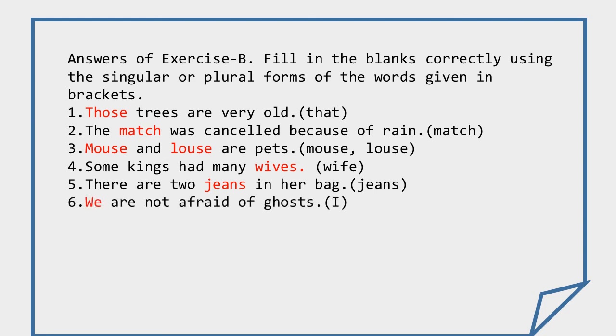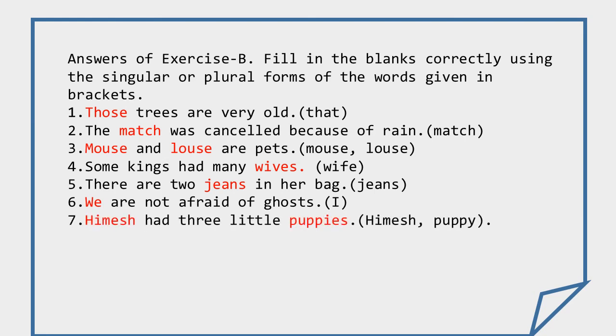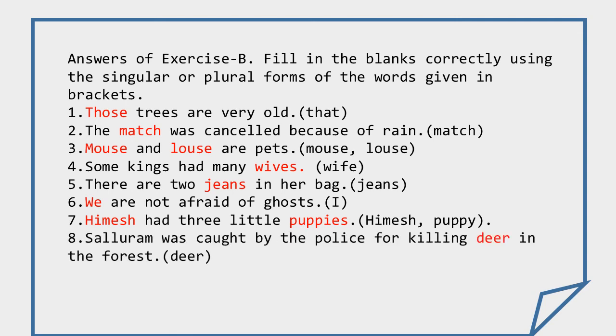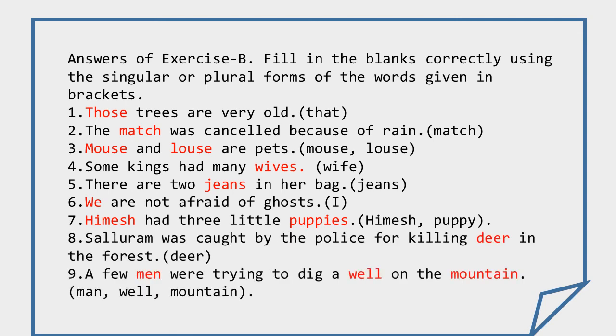Okay. Number 7. Himesh was caught by the police for killing deer in the forest. So deer is used as a singular as well as a plural also. So don't forget the rules which we have done in the lesson. Number 9. A few men were trying to dig a well on the mountain.